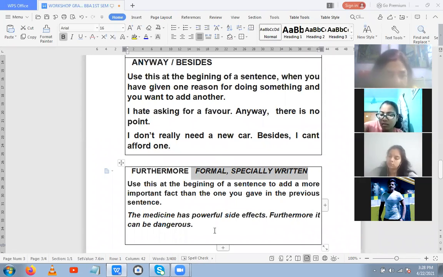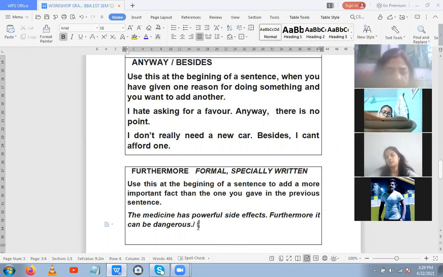For example, the medicine has powerful side effects. Furthermore, it can be dangerous. Furthermore, it can be a threat to life. So, something even more important than the first statement.